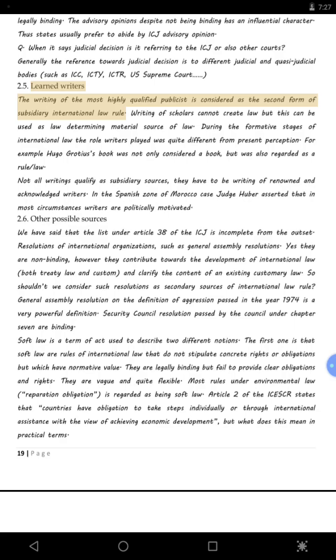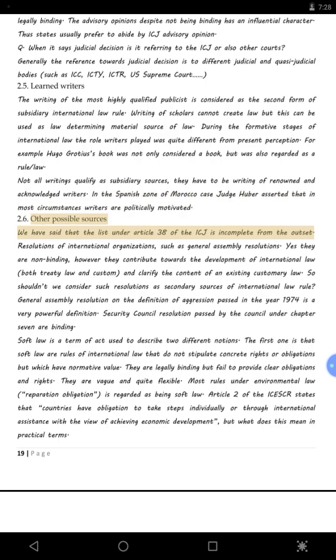2.5. Learned writers. The writing of the most highly qualified publicist is considered as the second form of subsidiary international law rule. Writing of scholars cannot create law, but this can be used as law-determining material source of law. During the formative stages of international law, the role writers played was quite different from present perception. For example, Hugo Grotius's book was not only considered a book but was also regarded as a rule, law. Not all writings qualify as subsidiary sources, they have to be writing of renowned and acknowledged writers. In the Spanish Zone of Morocco case, Judge Huber asserted that in most circumstances writers are politically motivated.